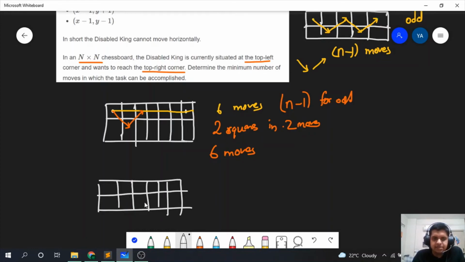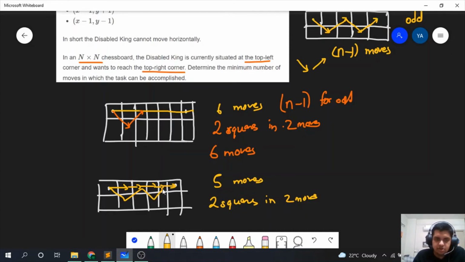So for n is equal to 6, the king has to move from here to here. So what is the number of horizontal moves? 1, 2, 3, 4, 5. So 5 moves. Now again, with diagonal moves, 2 squares in 2 moves, right? So finally, the king will be able to cover 4 squares, like 1, 2, 3, 4. So 4 squares will be covered in 4 moves.